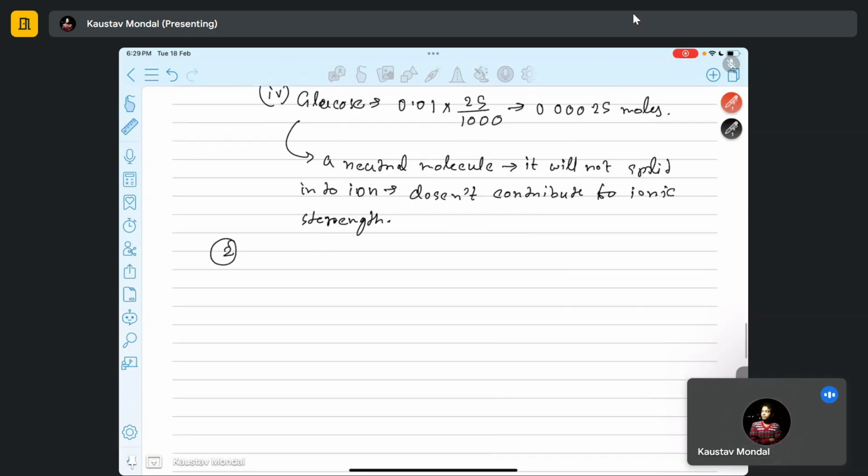So step 2 is to calculate the concentration of each ion at mixing.